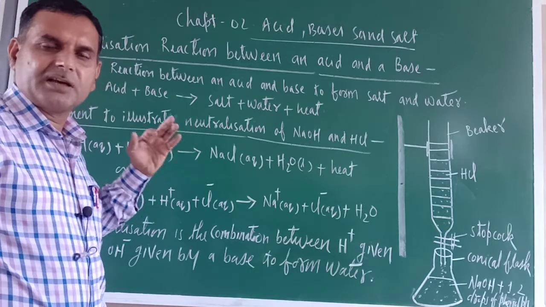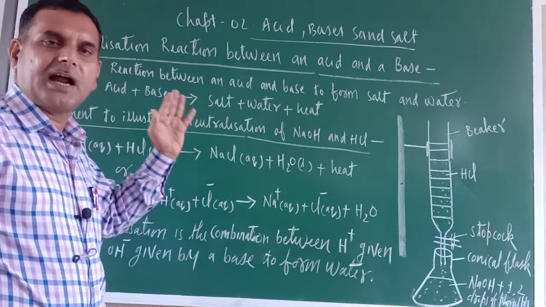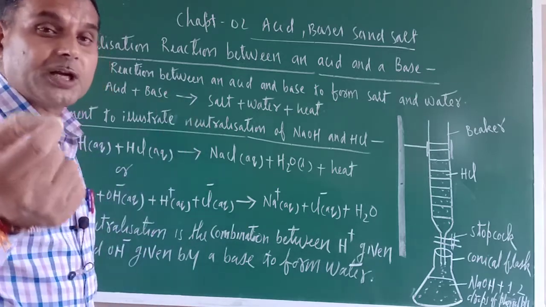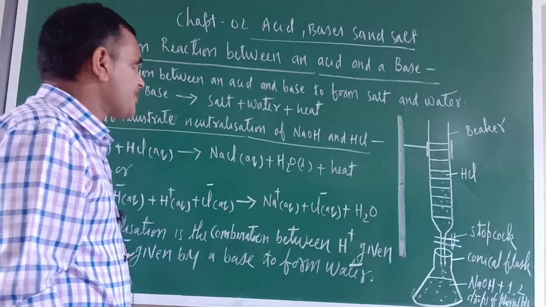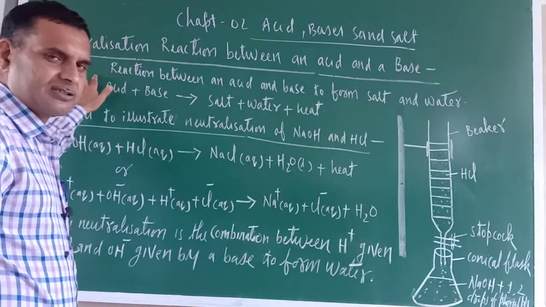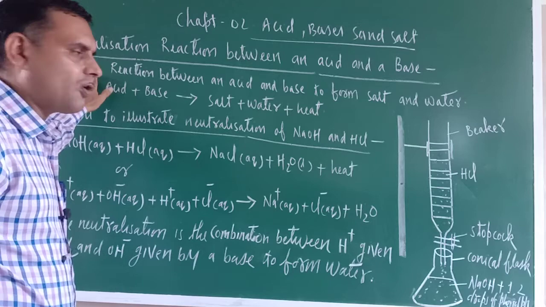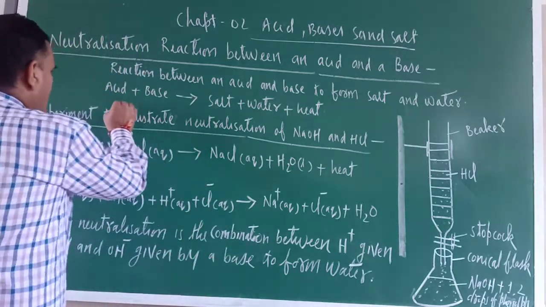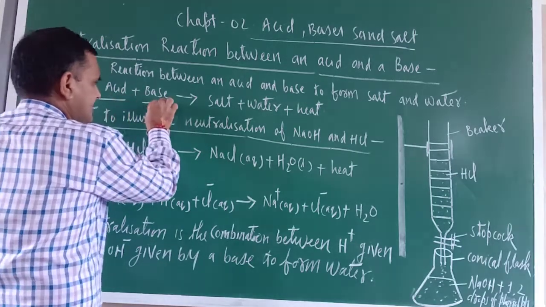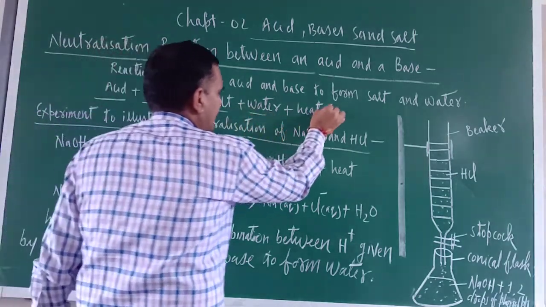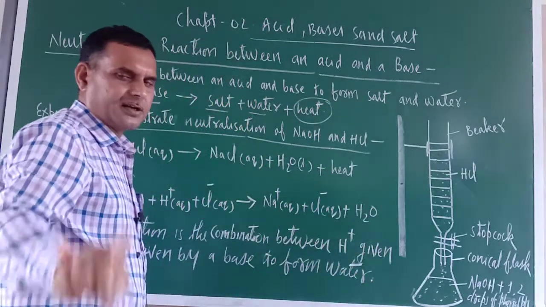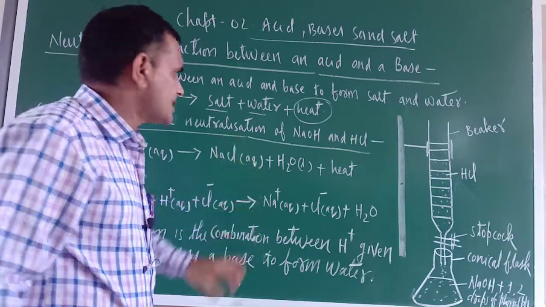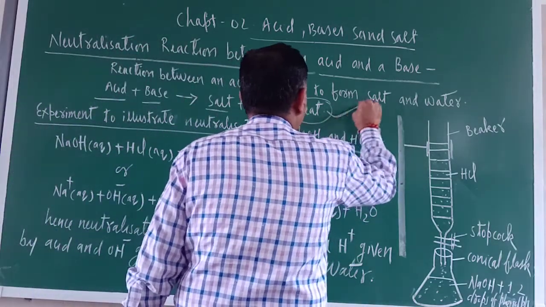Neutralization reaction is nothing but a reaction between an acid and base to form salt and water with the evolution of a small amount of heat. Since in this reaction salt is formed, this reaction is also called salt formation reaction. I wrote here the prototype equation: acid plus base equals salt plus water and a small amount of heat. Always remember, during the neutralization reaction not only salt and water are formed, some amount of heat is also evolved.